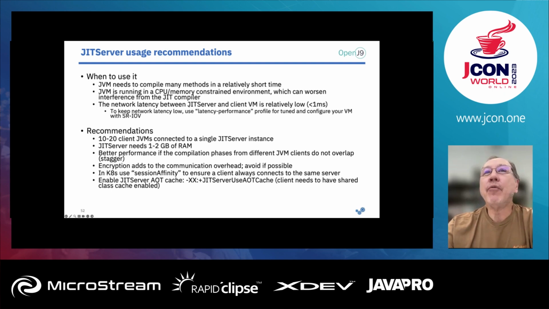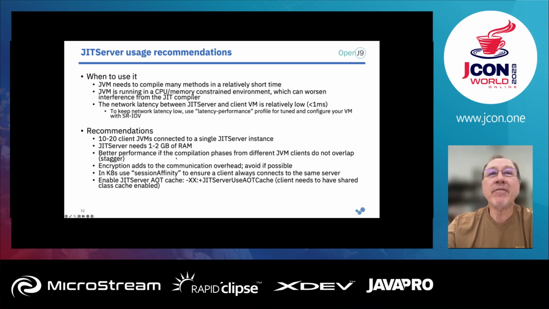Network latency between the JITServer and the client VM should be relatively low, and that shouldn't be a problem if you're running in the same node on a cloud platform. It shouldn't be an issue. You definitely want to have at least 10 to 20 client JVMs connected to a single JITServer. Remember from the one graph we showed that the JITServer was the largest container. So you want to amortize the cost of that JITServer by connecting at least 10 to 20 clients.